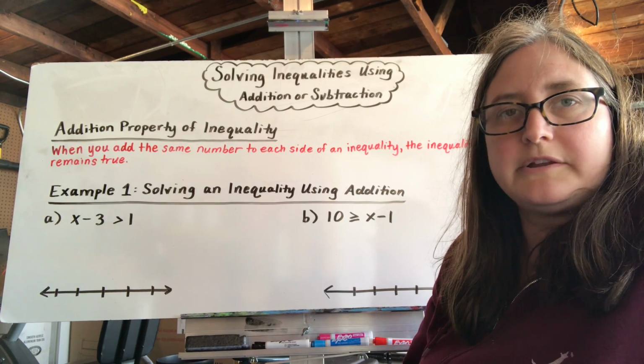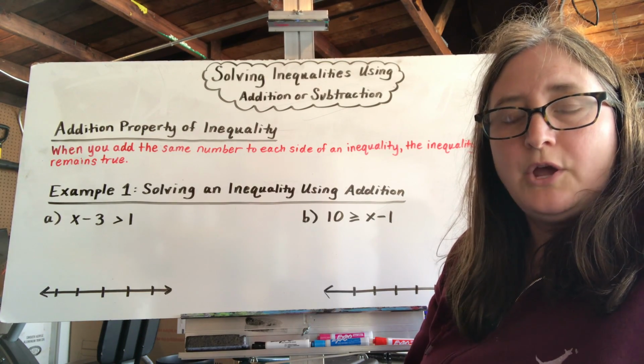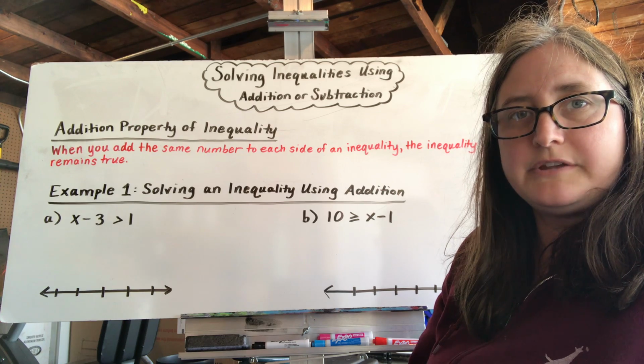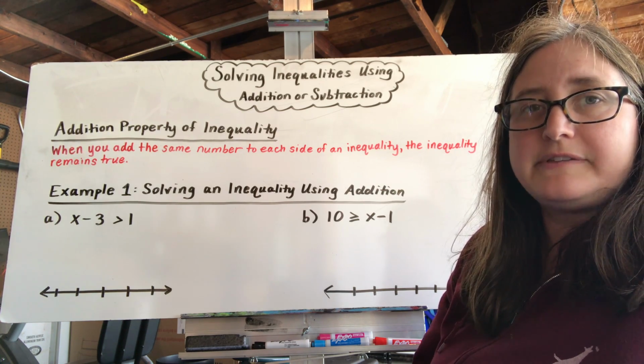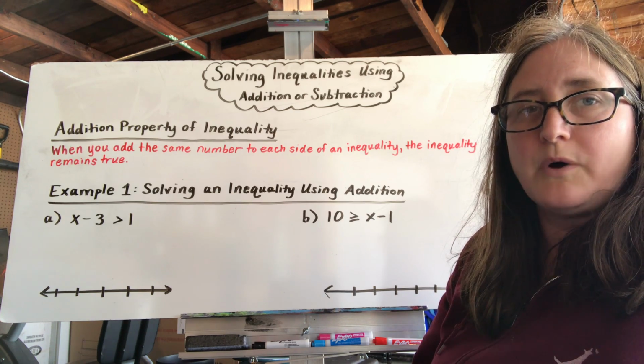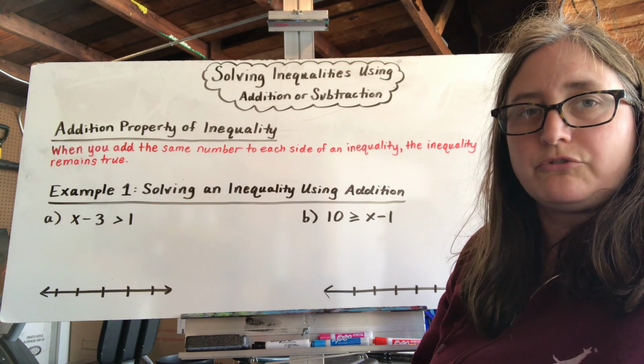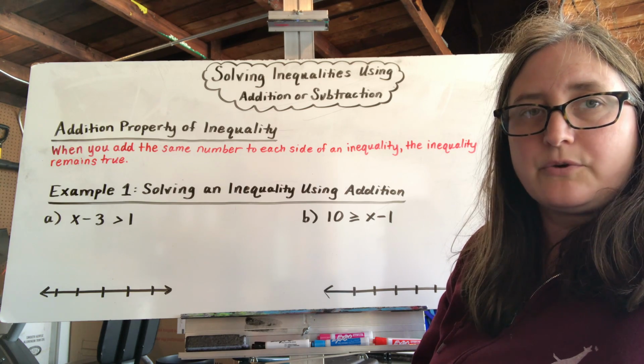This is solving inequalities using addition or subtraction. We're going to start with addition. The addition property of inequality says that when you add the same number to each side of your inequality, the inequality remains true. This is just like equations.